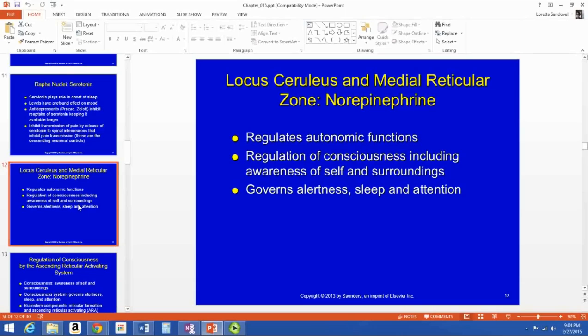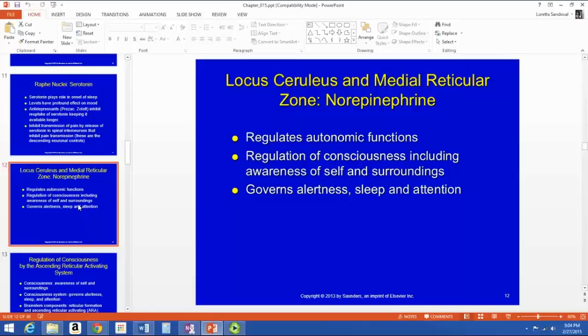awareness of self and surroundings, and it governs alertness, sleep, and attention. So sometimes you'll get people with dementia who are not aware of their surroundings, and sometimes they're not aware of themselves, and so probably this is an area of the brain that might be affected by their dementia.